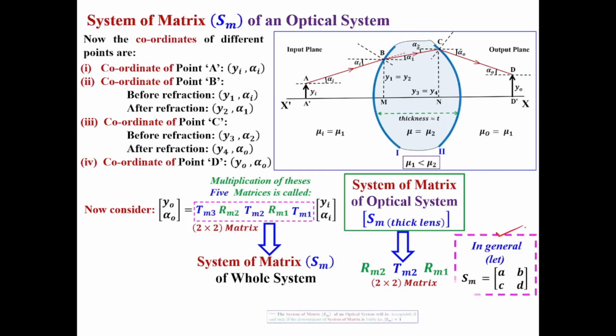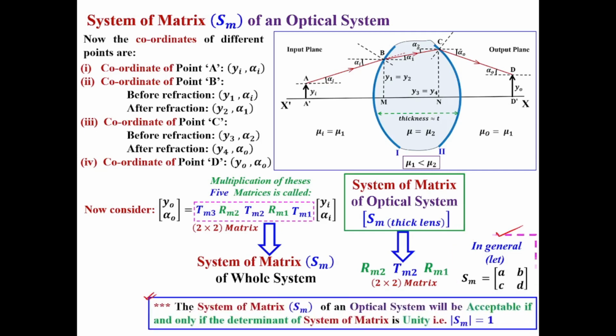Here is another most important point you must always remember: the system matrix SM of an optical system will be acceptable if and only if the determinant of the system matrix is unity. Whatever the system matrix is, it is a 2 cross 2 matrix. Suppose we have an arbitrary matrix 2, 3, 4, 5. Can this matrix be called a system matrix of an optical system? The matrix should follow a condition: the determinant should be 1. Here the determinant will be 2 into 5, 10, minus 4 into 3, 12, which is minus 2.